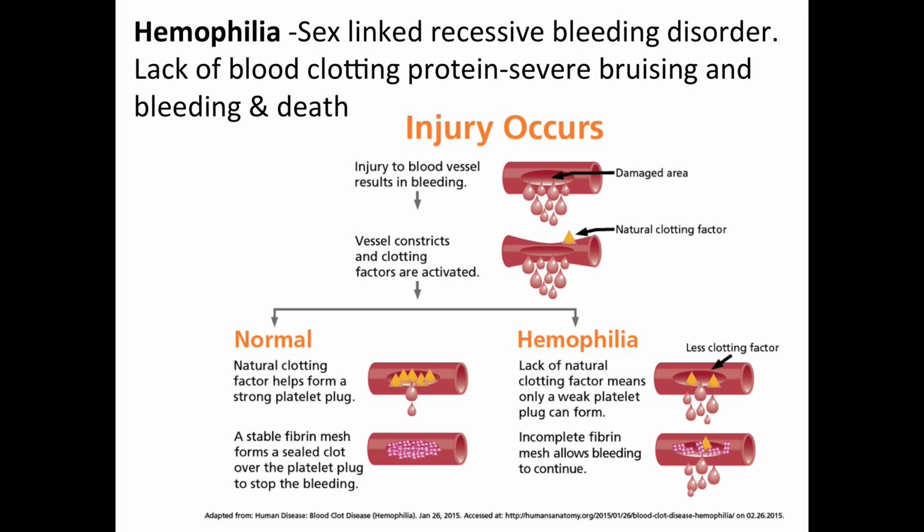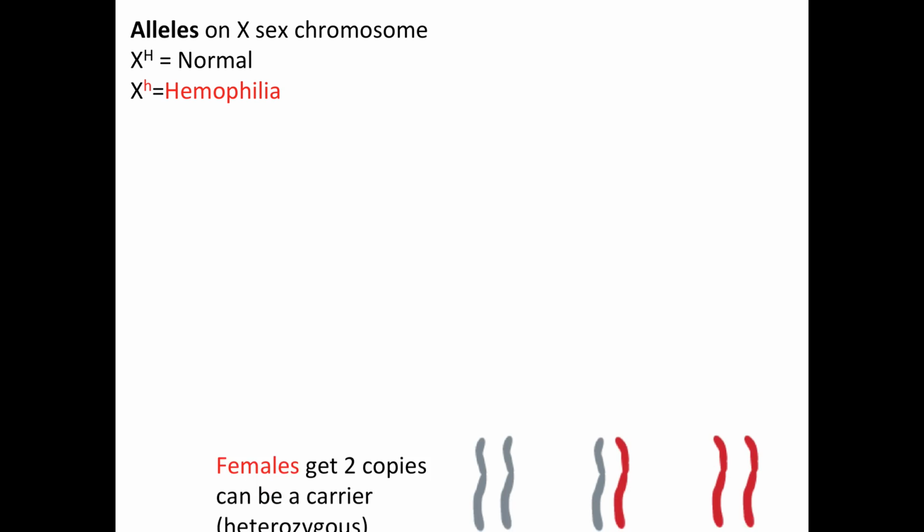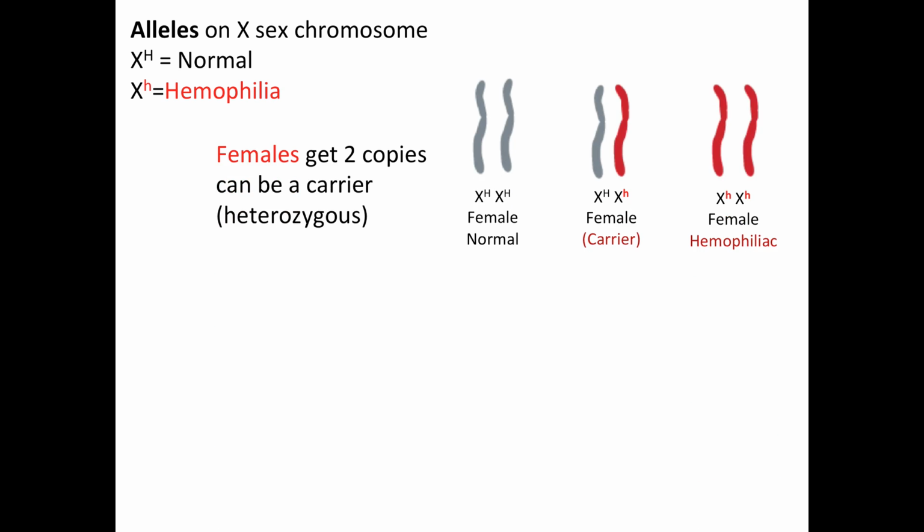So hemophilia is a recessive allele, and it is found on the X sex chromosomes. So if you're a woman, you're going to get 2 copies, and you could get a dominant normal form, which means you're just fine, or you could get a recessive form, which means you would not produce the proper amount of protein. But as you know, if you have one of each, you would still show the dominant form and be normal. So this works pretty much the same as we've studied before for females because they get 2 copies.